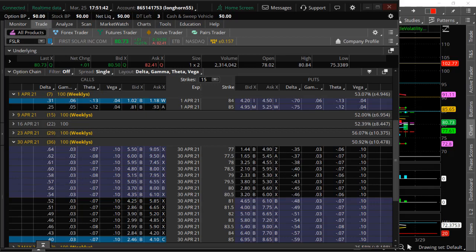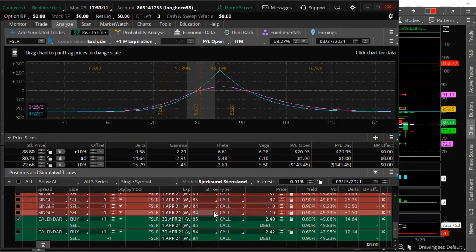So here's the trade setup and what it would look like. So could look to do a calendar, the 85 calendar. Okay, so this would be buying the 30 April series, the 85 call, and then selling the 1 April 85 call. Now that trade, if you were setting this up this afternoon, that would be around $2.40 or $240 per spread. So that's your max risk debit paid.